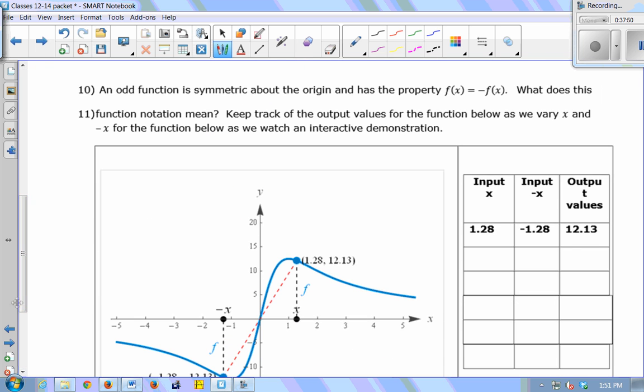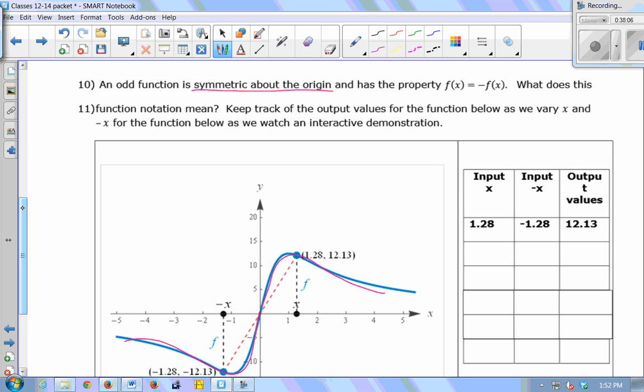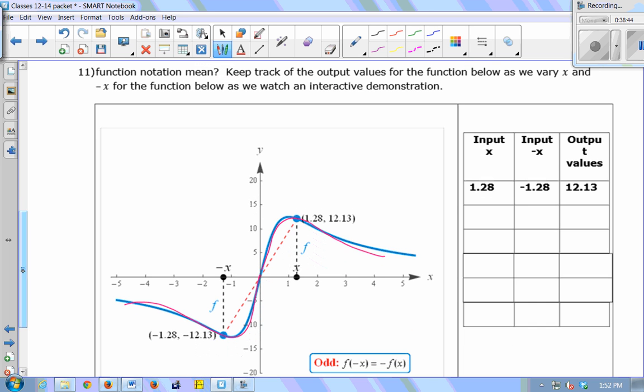And then for odd, it's symmetric about the origin, which means the two kinds of folding. If you fold this over the x-axis and then over the y-axis, this piece and this piece will be on top of each other, right? So that's called origin symmetry. And it has the special property that, that's not true, this should be f of negative x. f of negative x equals negative f of x. So this says if you plug in an x and a negative x, you get opposite y values. Plug in a 1.28 and a negative 1.28, you get a positive and a negative y value.